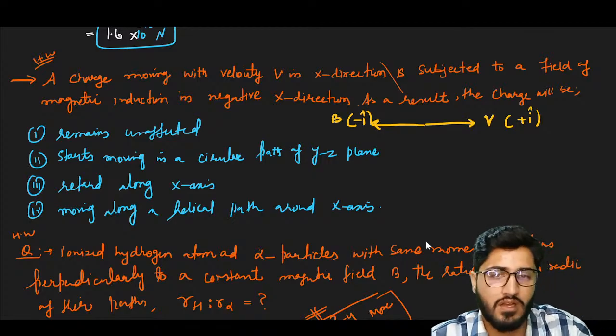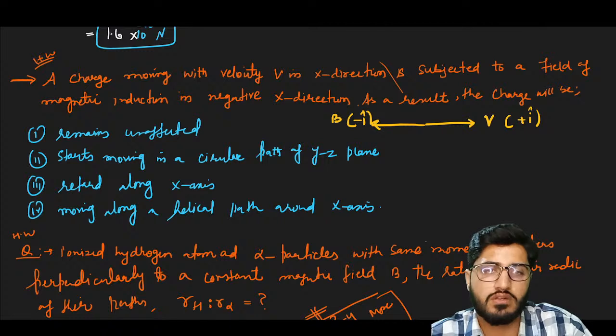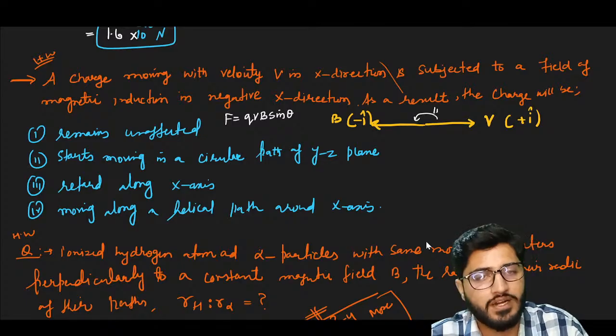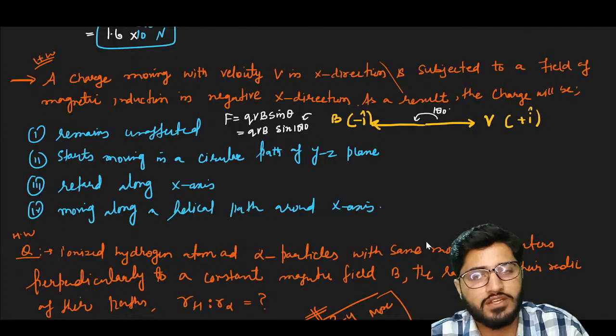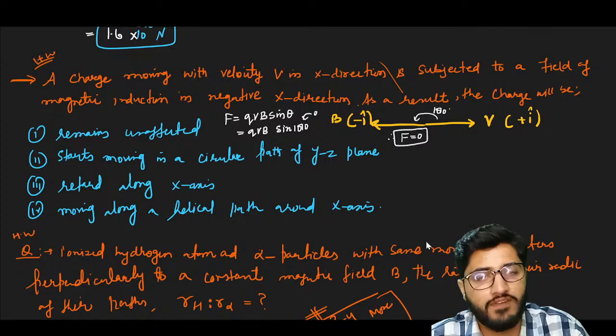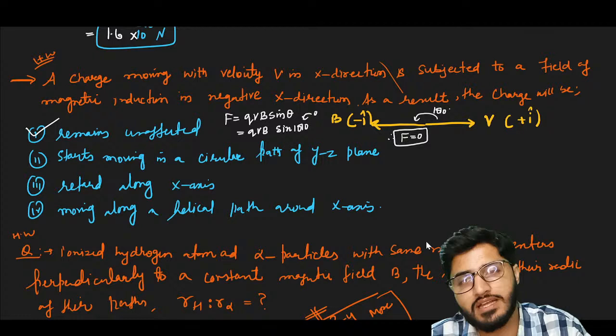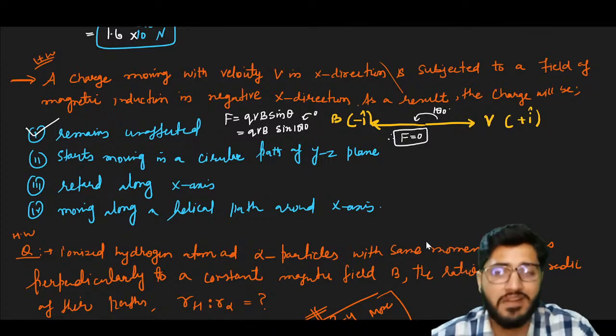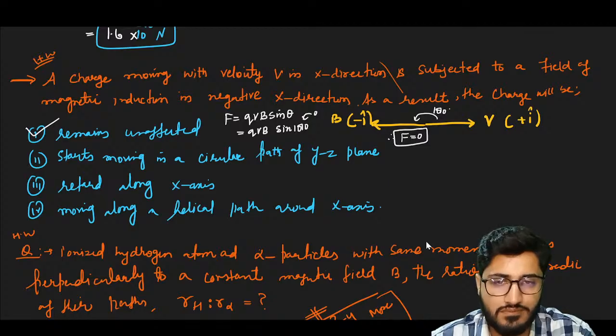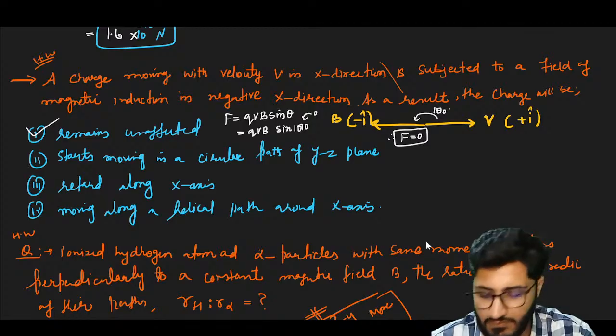Look now, the numerical is all about the force. I guess we know the force now. Force is equal to Q V B sine theta. Yes, sir. You can see the angle between V and B is 180 degrees. Can I place here Q V B sine 180? And the value of sine 180 is 0. So therefore, my force is equal to 0. If there is no force, there is no effect on the speed, so I can write here: remains unaffected. Okay, done.